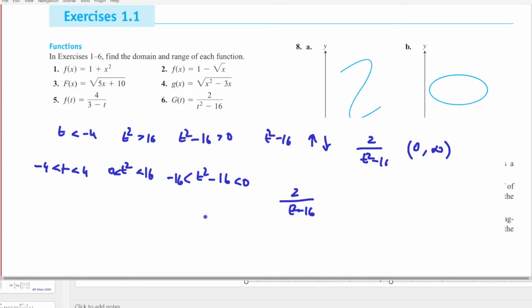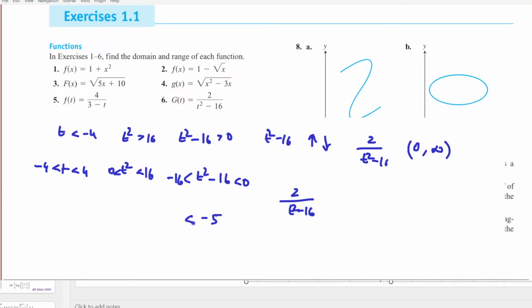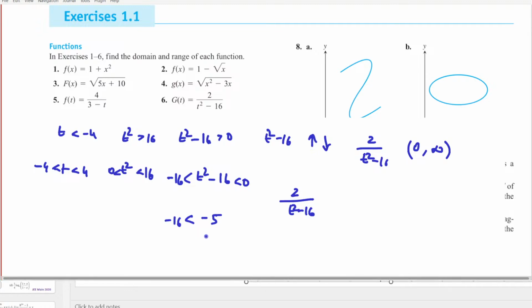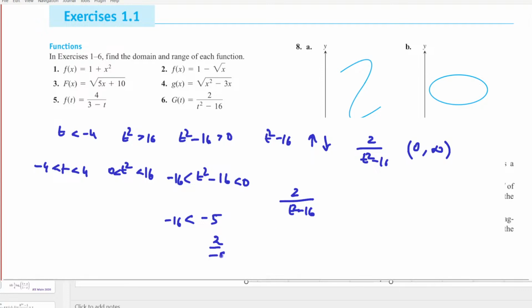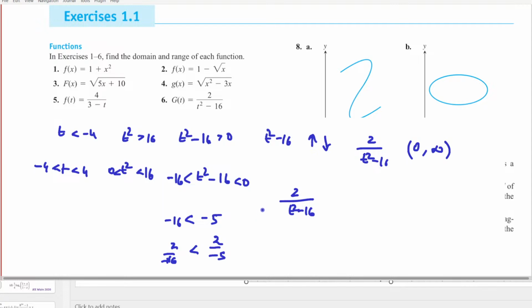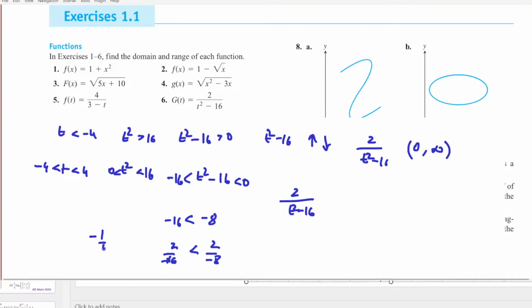So for example, this is some negative number, something like let's say minus 5. Minus 5 is greater than minus 16. Yes, sir. So what about 2 by minus 5? 2 by t square minus 16. 2 by minus 5, is it greater or lesser than 2 by minus 16? Or take it like this, let's say t square minus 16 is minus 8. Now tell me, 2 by minus 16 versus 2 by minus 8. This is minus 1 by 8. This is minus 1 by 4.